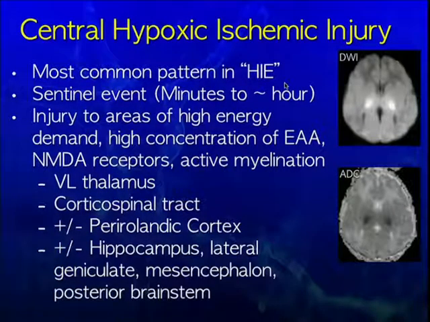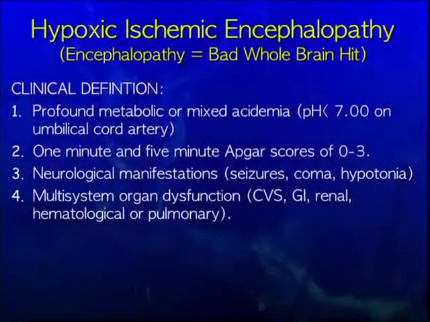Injury occurs to areas of high metabolic demand where there's high concentration of excitatory amino acids, NMDA receptors, and active myelination. And again, the most common areas are the VL thalamus and corticospinal tract, but it can expand to involve other areas like the perirolandic cortex, hippocampus, lateral geniculate, mesencephalon, and posterior brainstem, areas that are actively myelinating. And as I said, the hypoxic ischemic encephalopathy is a clinical definition. Many of these kids have it with profound metabolic or mixed acidemia, 1 and 5 minute APGAR scores 0 to 3, neurological manifestations, and multisystem organ dysfunction.